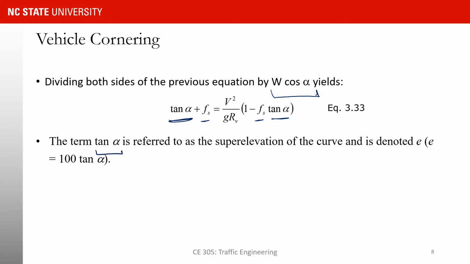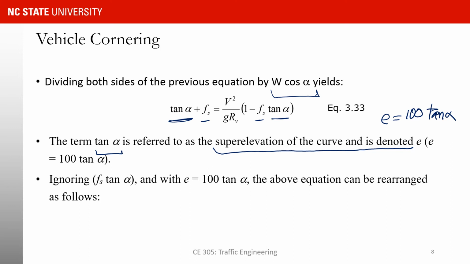So the first thing that we want to work with is that tangent of alpha. We call it the super elevation of the curve, and we show it by E. But actually we define E as 100 into tangent of alpha. Okay, so keep that in mind.